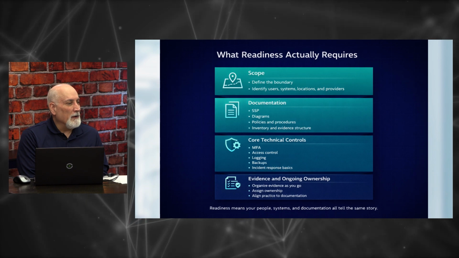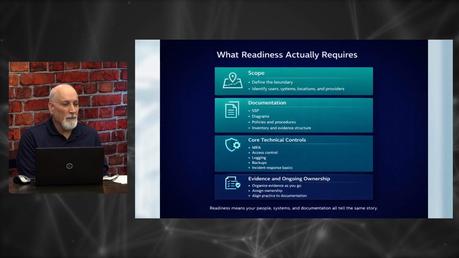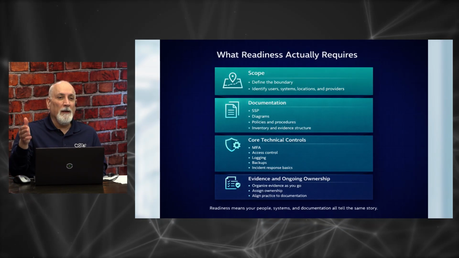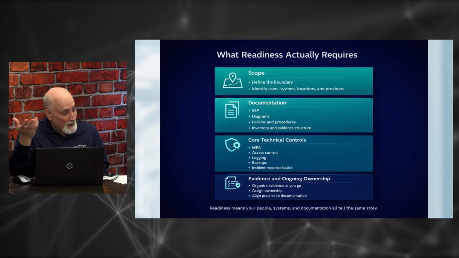If you're in a factory or you're in a shop, that's part of the location. So the locations, and the providers, like if you have someone come in and work on your servers, they can access your CUI. So now they're in scope, okay? So scope is kind of level 1.